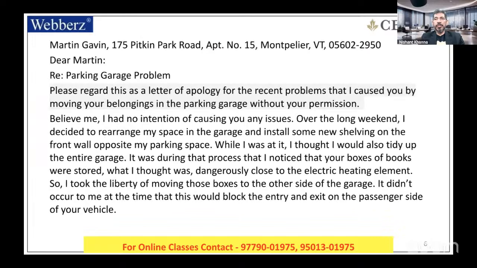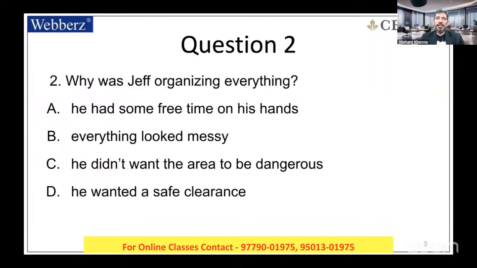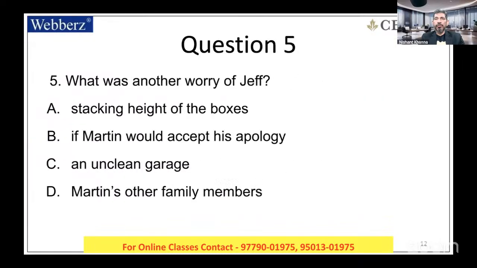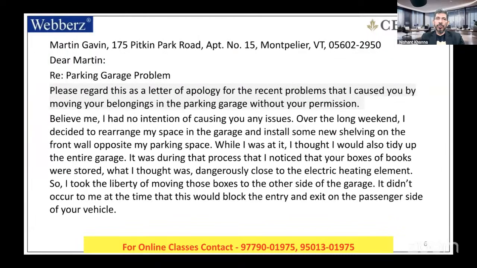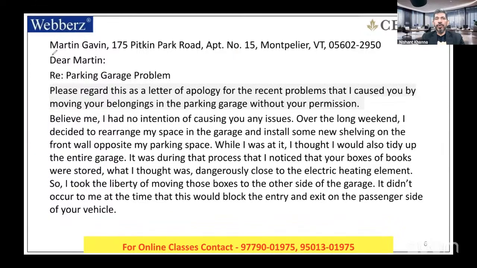Now, this is the email. This is the part of the email. And these are 6 questions which are to be answered. So let's start with the email first. What do we do? Very simple thing. First of all, this is the address block. Nothing needs to be done. This is the salutation. Nothing needs to be done.